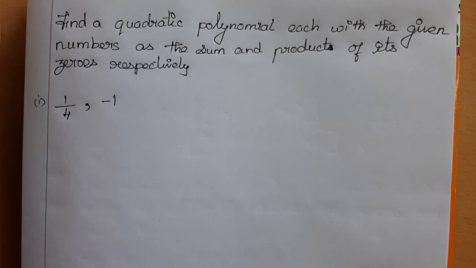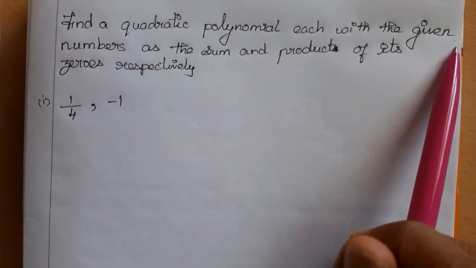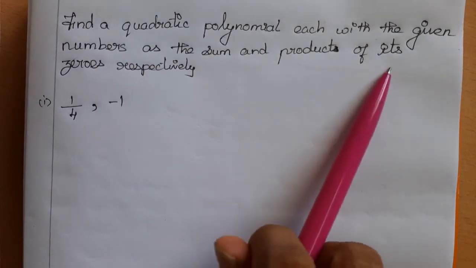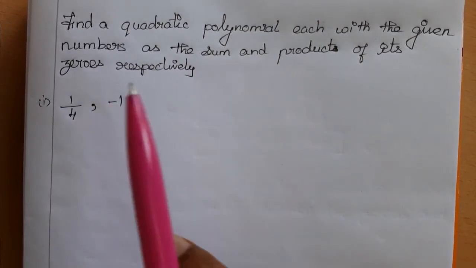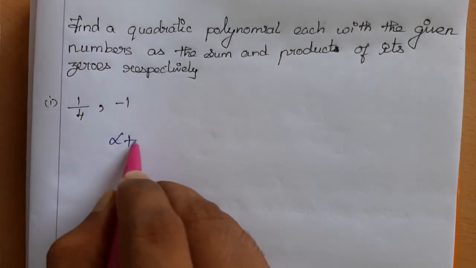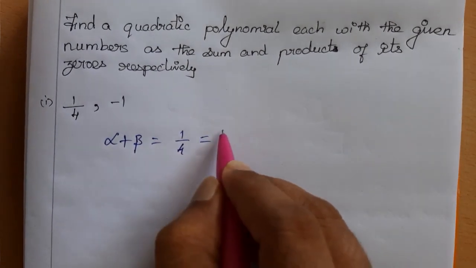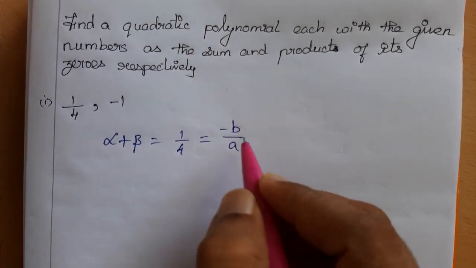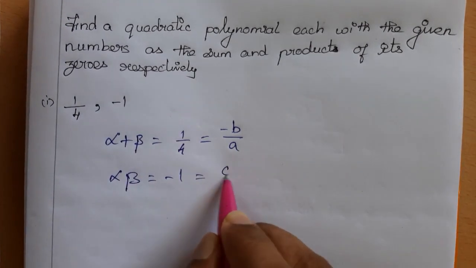Here we go for the next problem. Find a quadratic polynomial each with the given numbers as the sum and the product of its zeros respectively. The sum and the product are given. So the sum of zeros, that is alpha plus beta, is given as 1 by 4. That we know already, with the coefficients it is minus b by a, and alpha into beta is equal to -1, that we know is c by a, right?